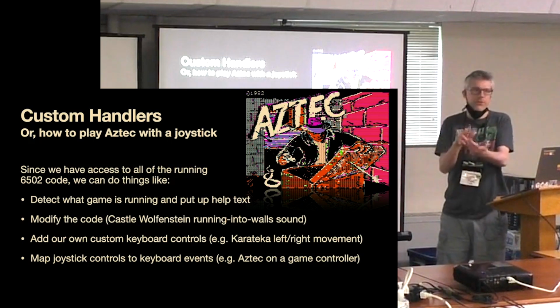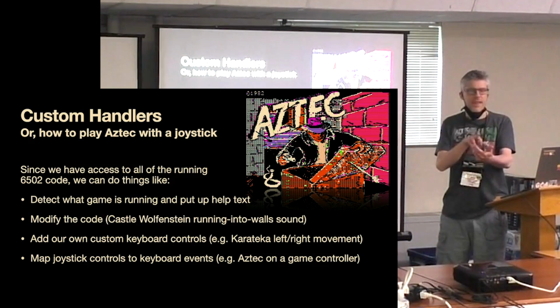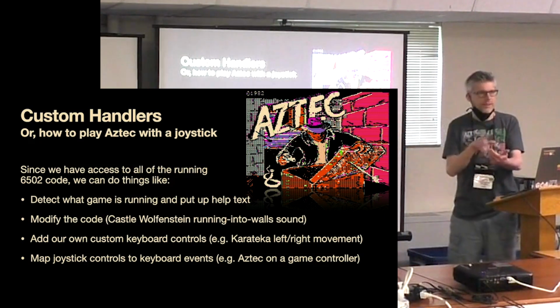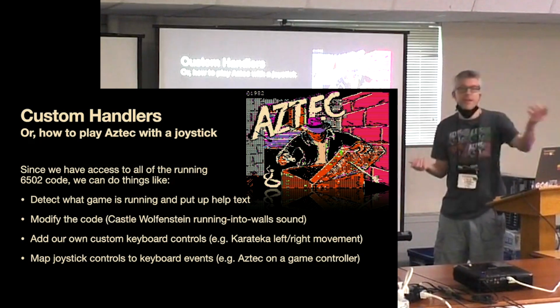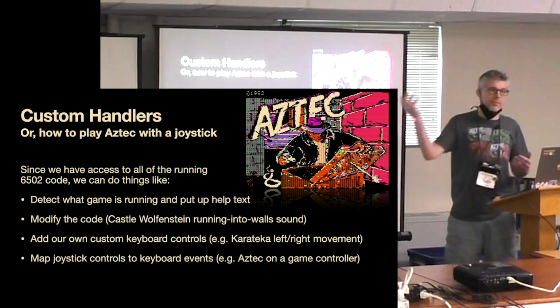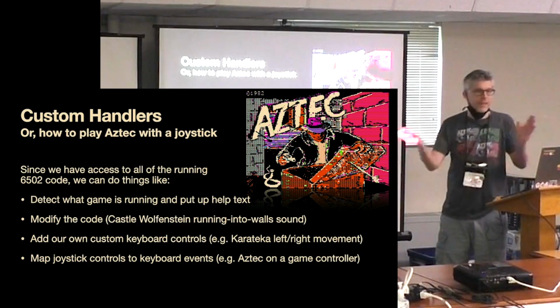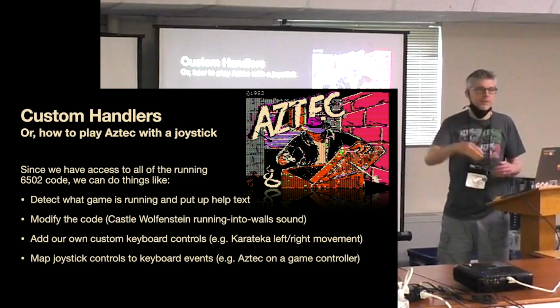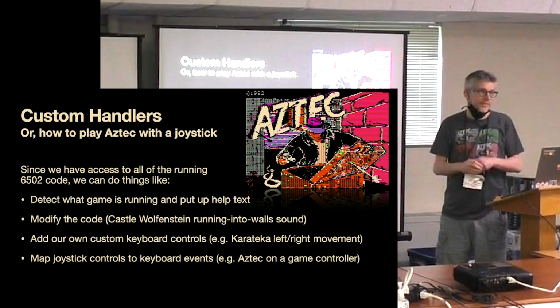And so you can't move your little guy in Karateka. So I just added, I think it's N and M are now left and right in addition to the arrow keys. You can also do things like modify the code. So Castle Wolfenstein, everybody knows you run into the wall, super annoying because it makes a terrible noise. Not anymore in mine because I just changed the assembly code. And so those bytes are just no ops, basically.